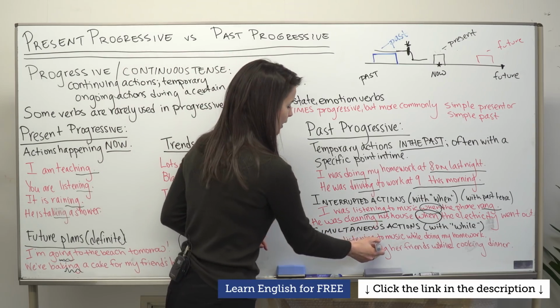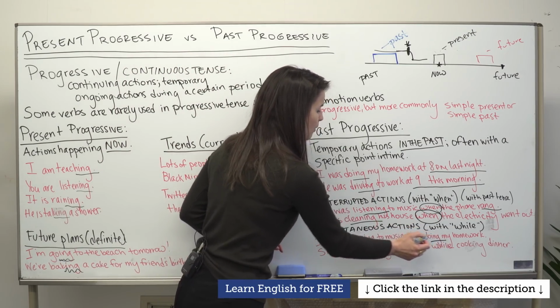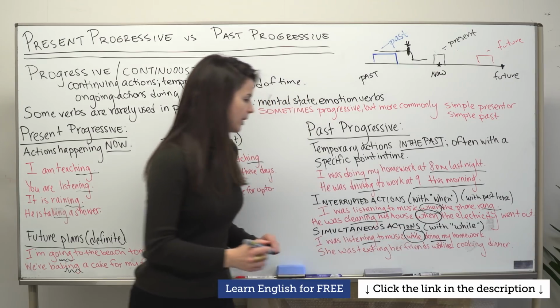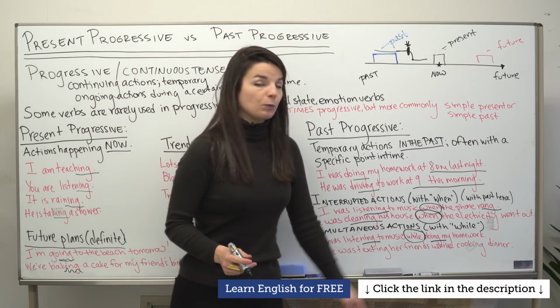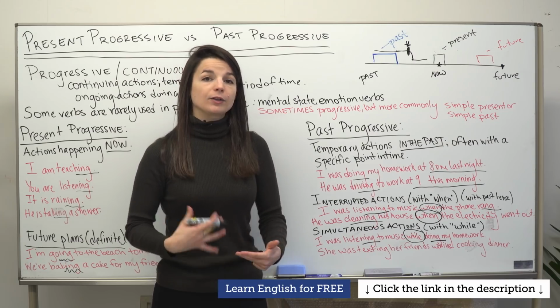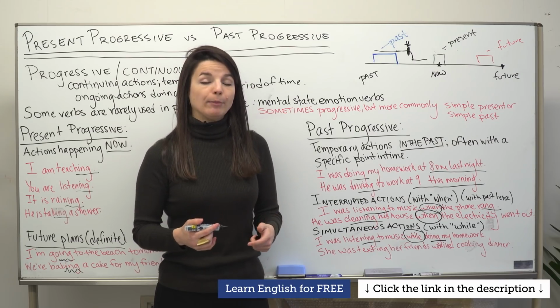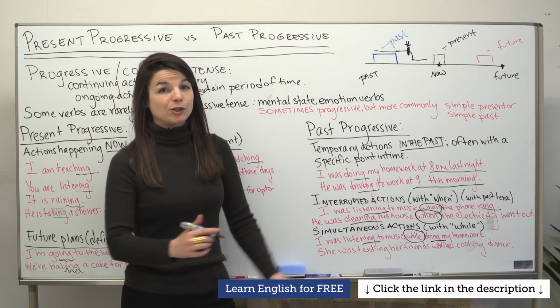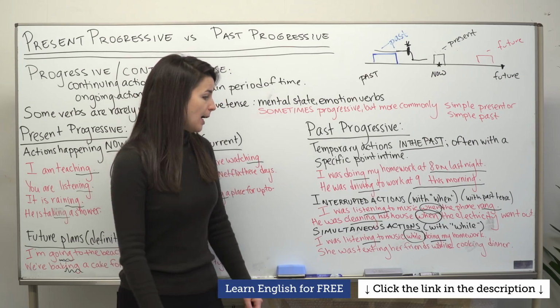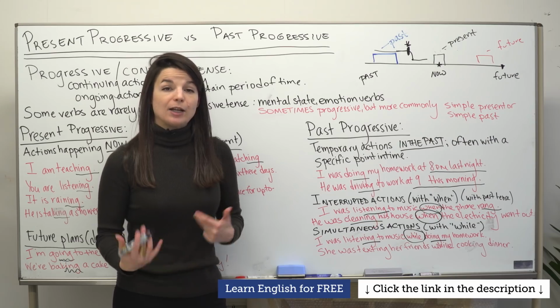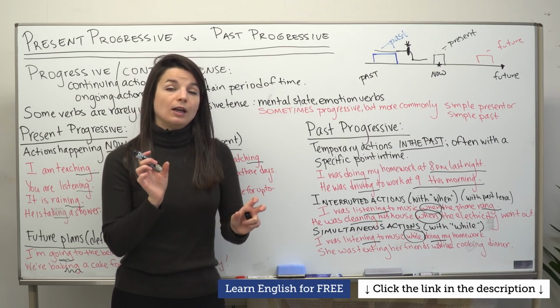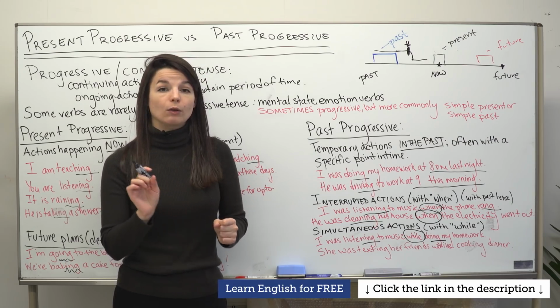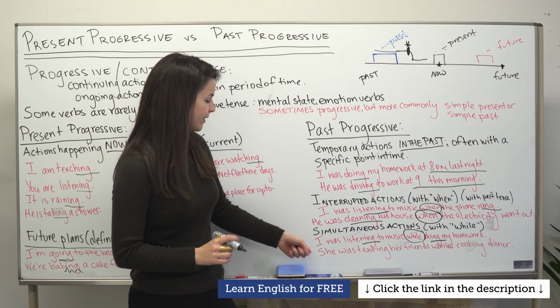Here, I have the progressive tense in both parts of the sentence, and I've connected it with while in this case. So while shows that the two things are happening at the same time. So you could say I was listening to music and doing my homework. That's pretty clear. But if you really want to emphasize that nuance of those two things happening at the same time, you can use while.